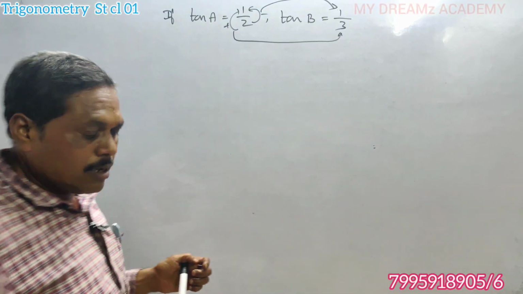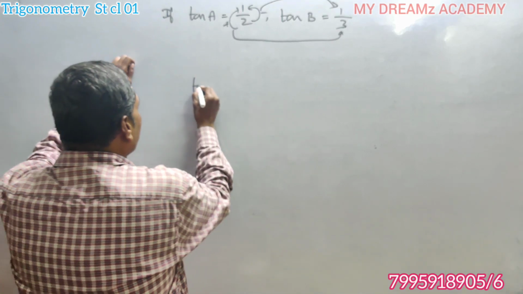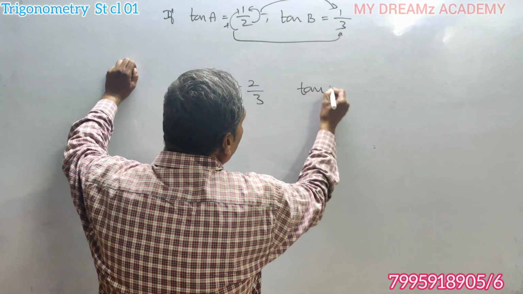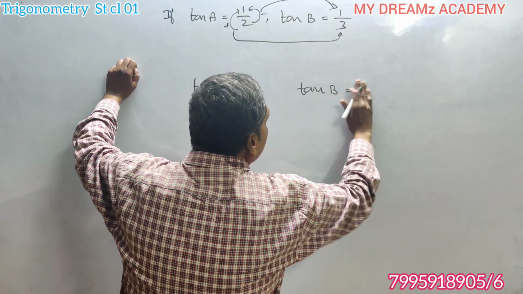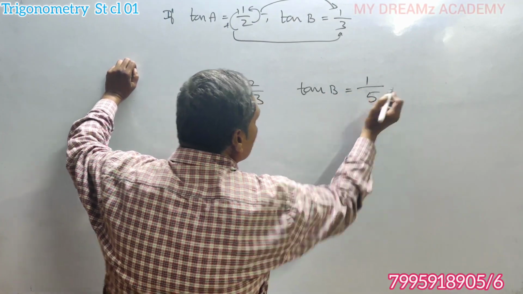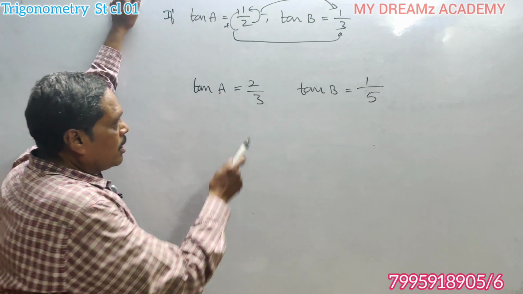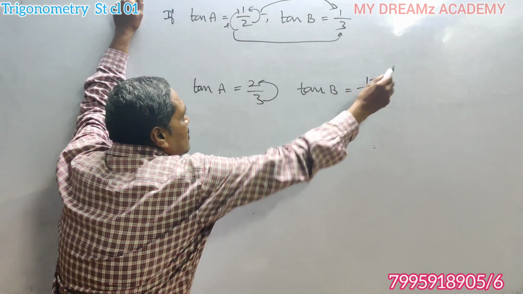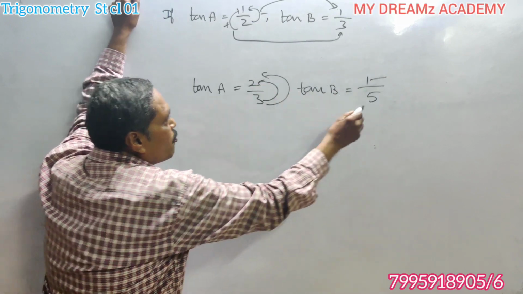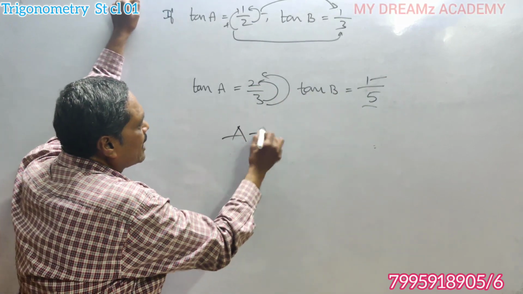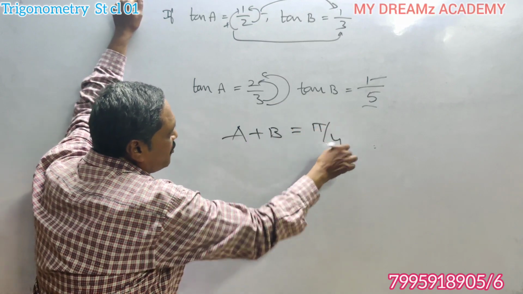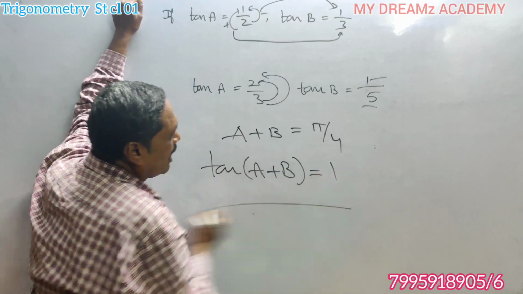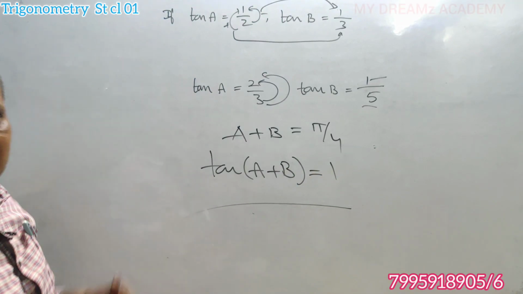See, tan A is 2 by 3, tan B is 1 by 5. Just think properly. 3 minus 2, 1. 3 plus 2, 5. Then immediately you can write A plus B is equal to pi by 4. Suppose if you ask tan of A plus B, then what is the value? 1. Tan of A plus B is 1.